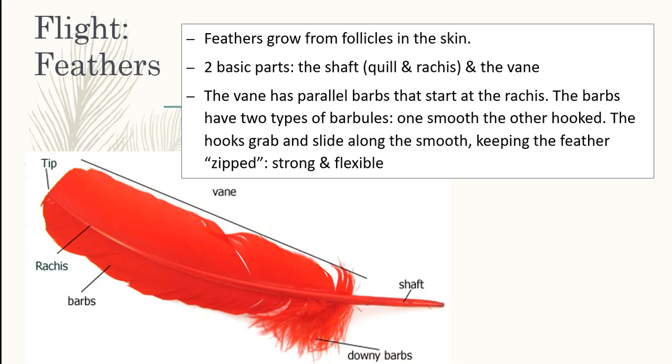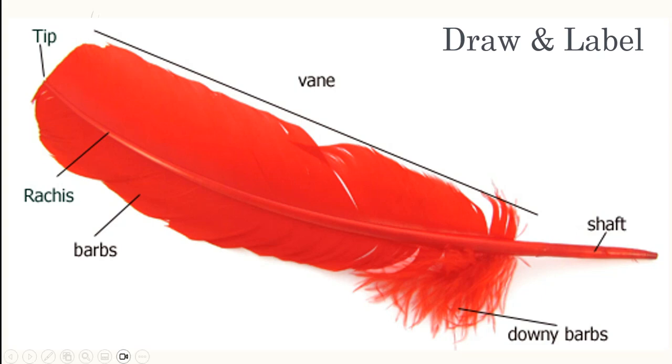The hook will grab alongside the smooth one, keeping the feather zipped, if you will. It's strong but flexible, okay? So I'm sure you've played with feathers before, and you can see right here, this has been open, that little zipper area is open, but if you smooth it with your finger, it will smooth it back down. You may need to draw this, so if you need to do that, you can pause the presentation here and then draw this and label it, of course, the parts of the feather.